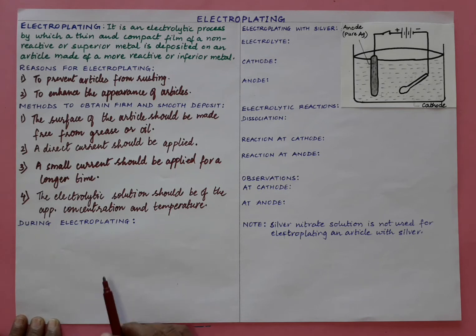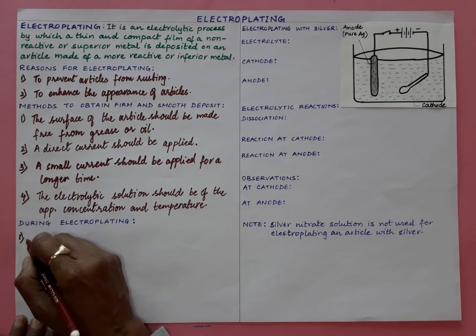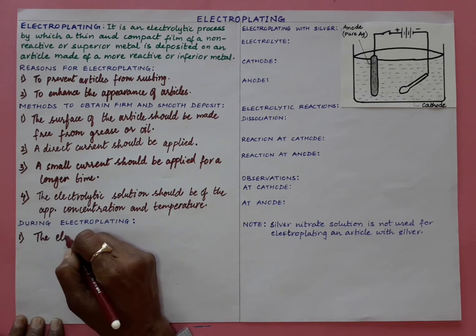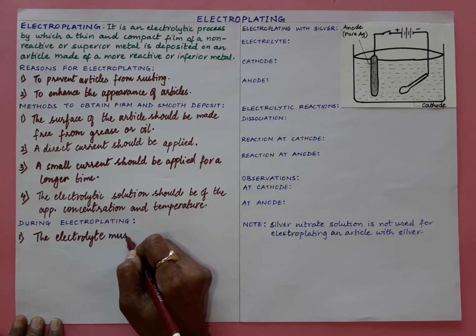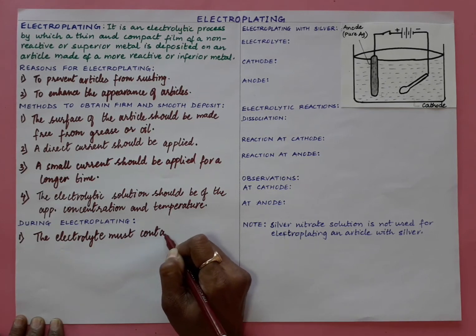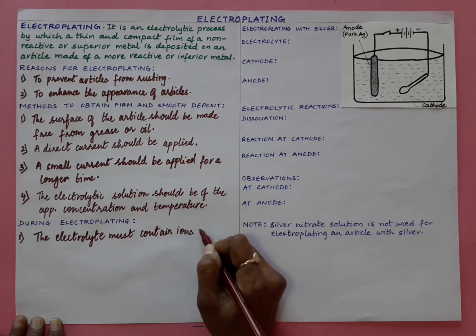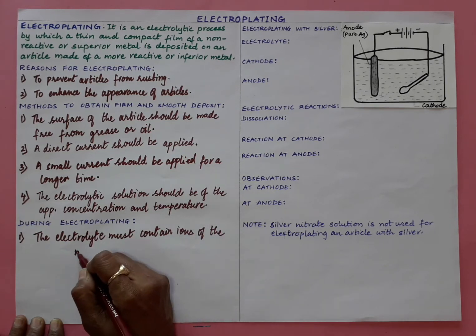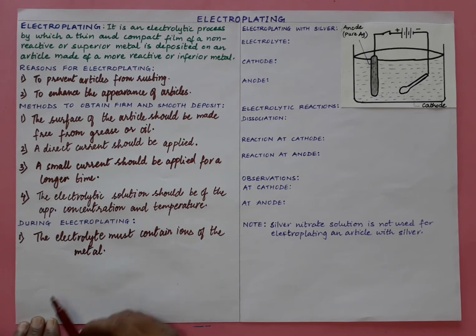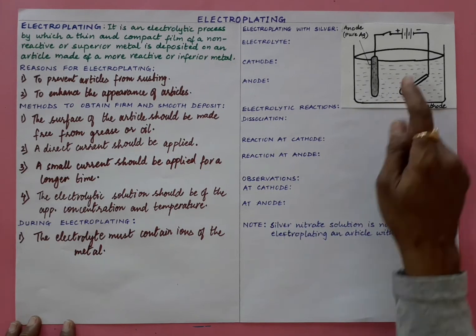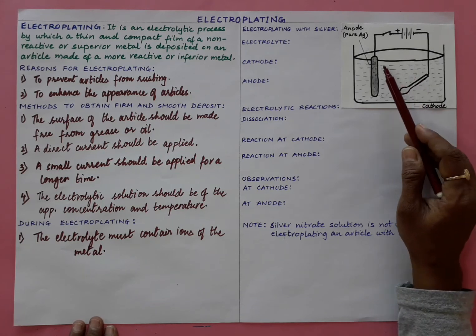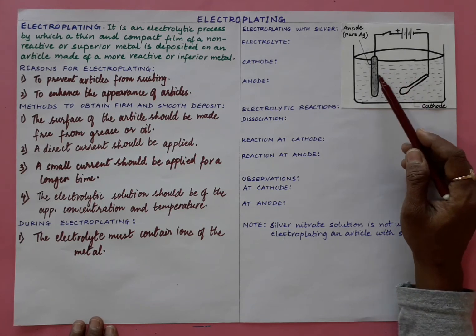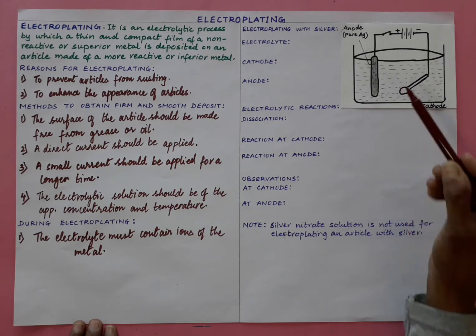Now next, another topic: during electroplating, what are the points which we have to keep in mind? Number 1, the electrolyte. The electrolyte must contain ions of the metal. Now what is the meaning of this? The electrolyte which we are taking must have the ions of the metal. Suppose we want to do electroplating with silver, so the silver ions must be present in the electrolyte.